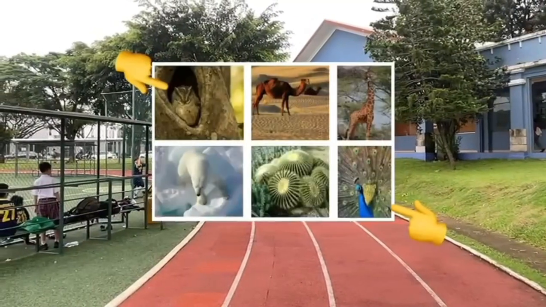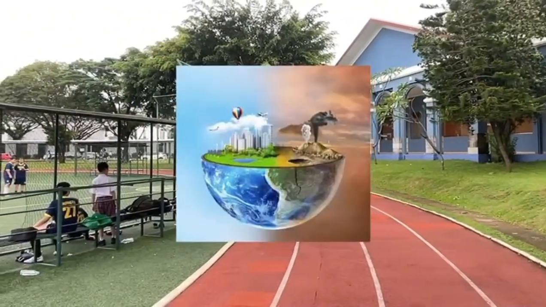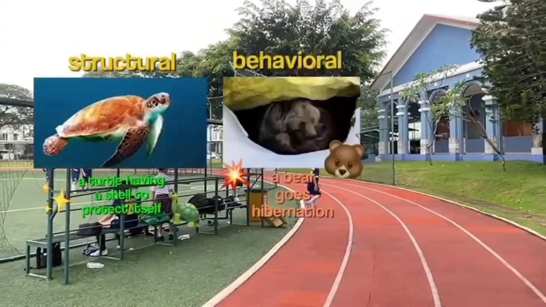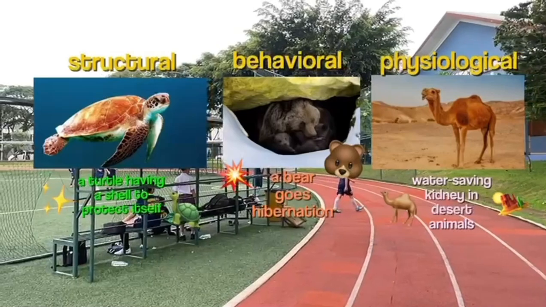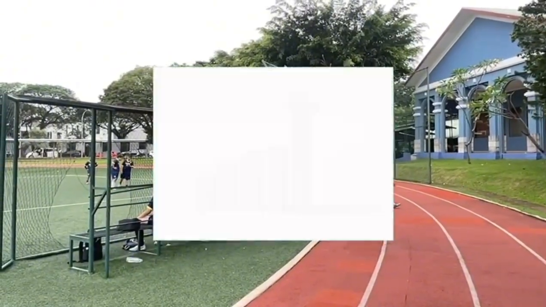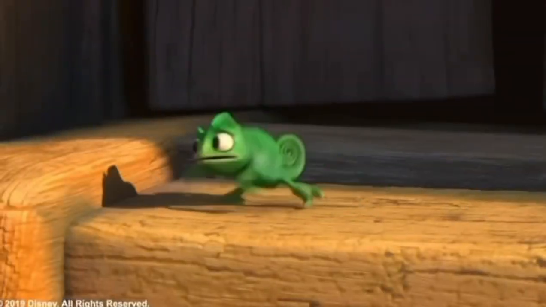So today we are looking for organisms around our school. Adaptation is the process in which a living organism adjusts itself to suit better in the environment. There are three types of biological adaptations: structural, behavioral, and physiological adaptations. Through these adaptations, the organism would increase their chance of survival and reproduction in various habitats.